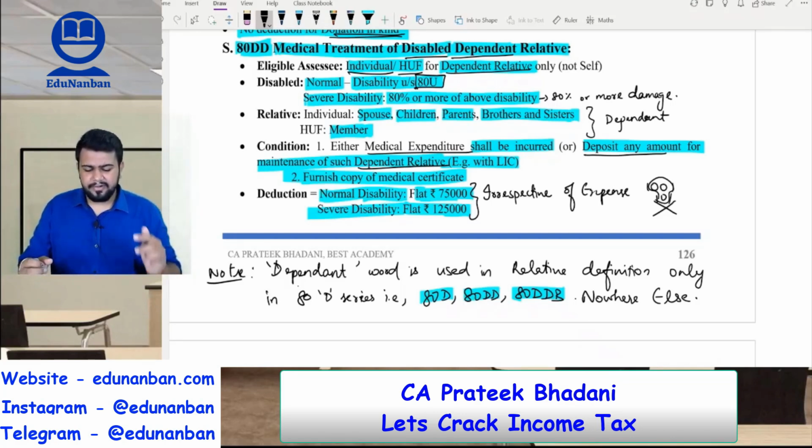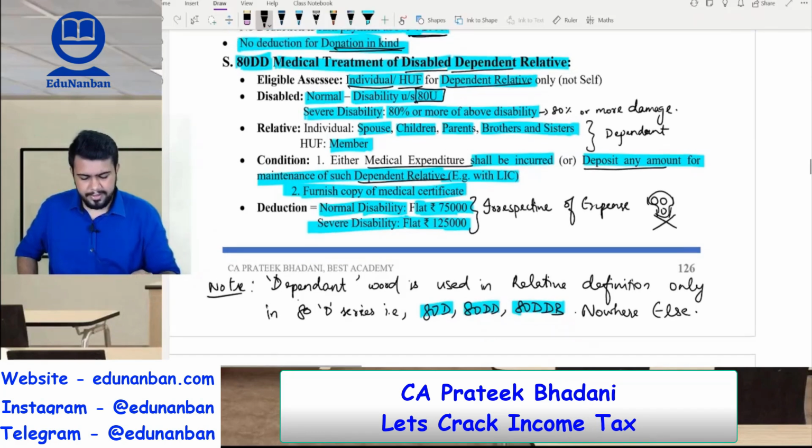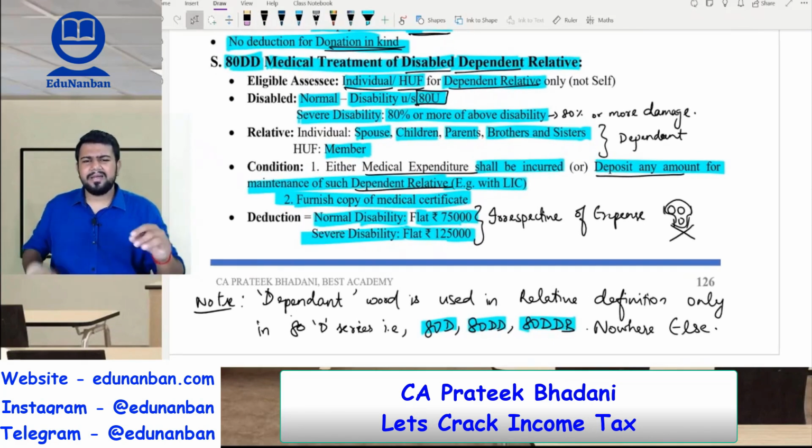Sir, who is covered in the relative definition? For an individual, the relative means spouse, children, parents, brothers and sisters, and for the HUF it is the members, and the relative should be dependent on the individual. Okay, so remember that point. The condition is the assessee should incur any medical expenditure. It can be even 10 rupees or 100 rupees or 1 lakh rupees, whatever it may be, any medical expenditure. Or if you are not incurring the medical expenditure, deposit any amount for the purpose of the dependent relative. It can be for insurance premium also.